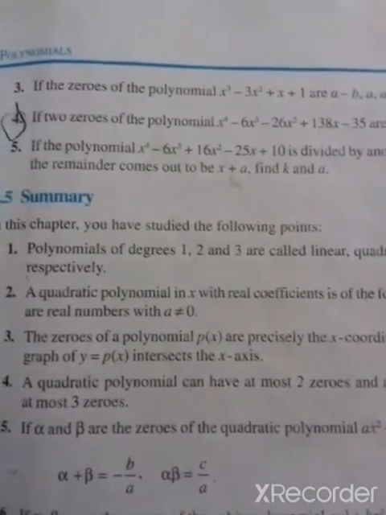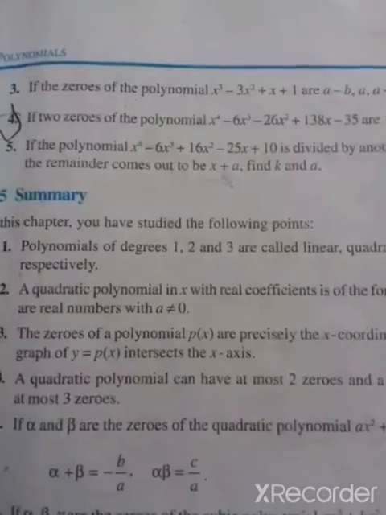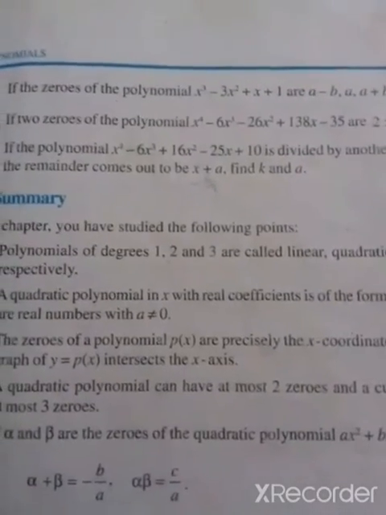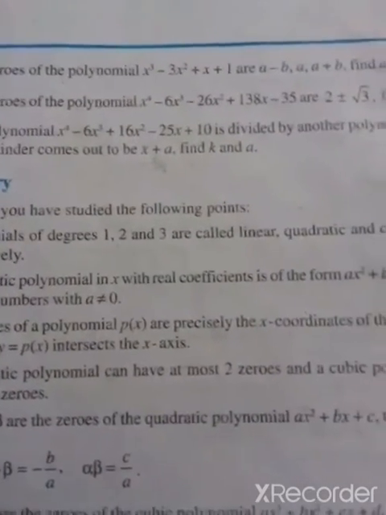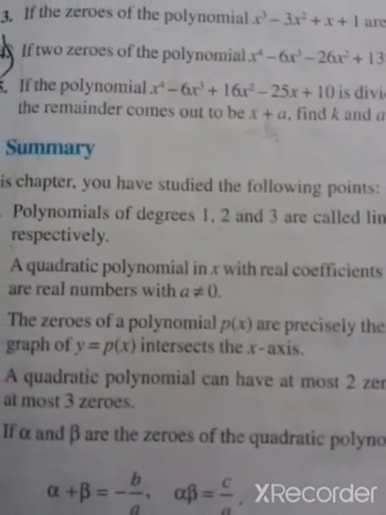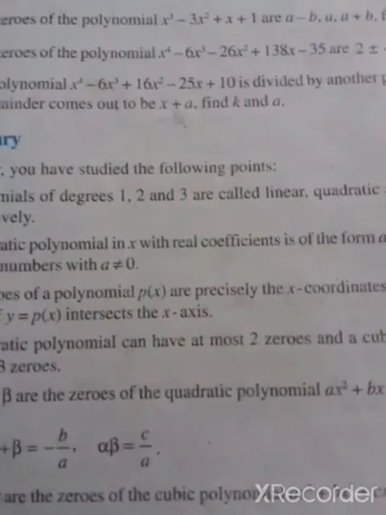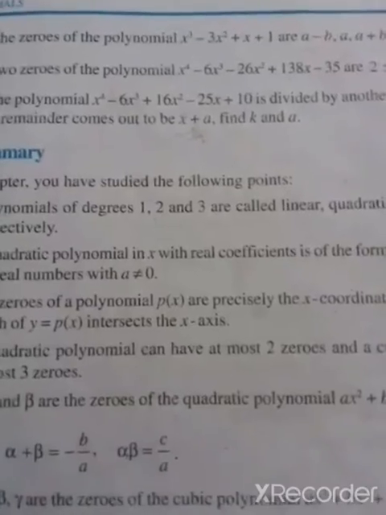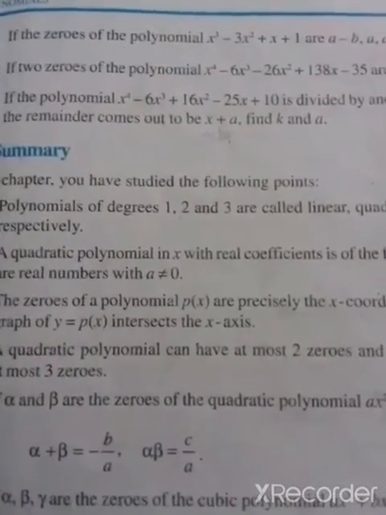Okay, now we'll move to another important question of exercise 2.4, that is question number 5. If the polynomial x to the power 4 minus 6x cube plus 16x square minus 25x plus 10 is divided by another polynomial x square minus 2x plus k, and the remainder comes out to be x plus a, find k and a. We need to find the value of k and a here.